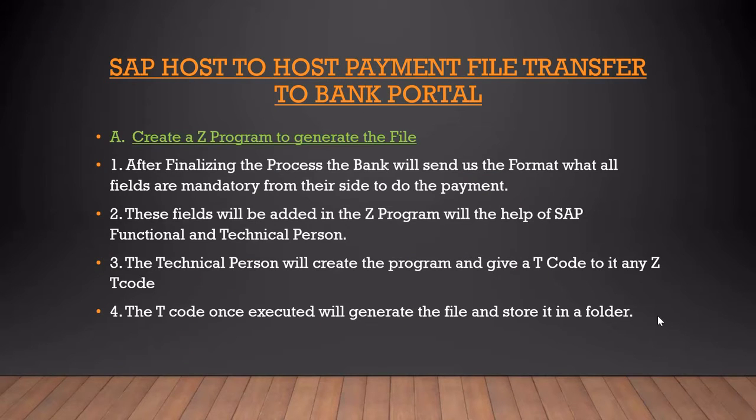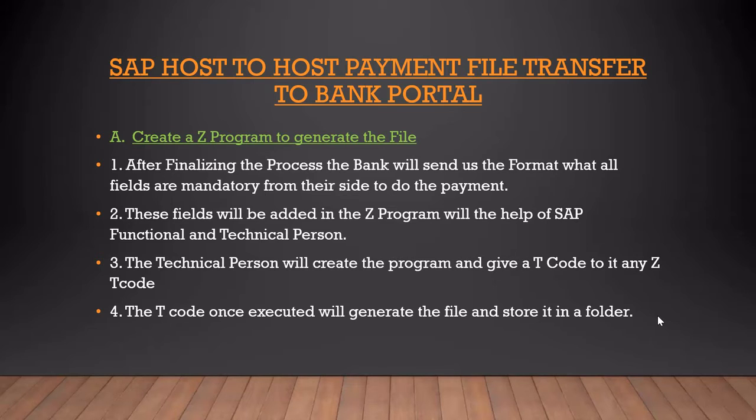The A part, create a Z program to generate the file. First point is that after finalizing the process, the bank will send us the format, what all fields are mandatory from their side to do the payment. So they will give us a format saying that these fields are required when you're creating a file. Whatever fields they have given should be there so that we can process the payment. This is mostly used to do the payment to the vendors.